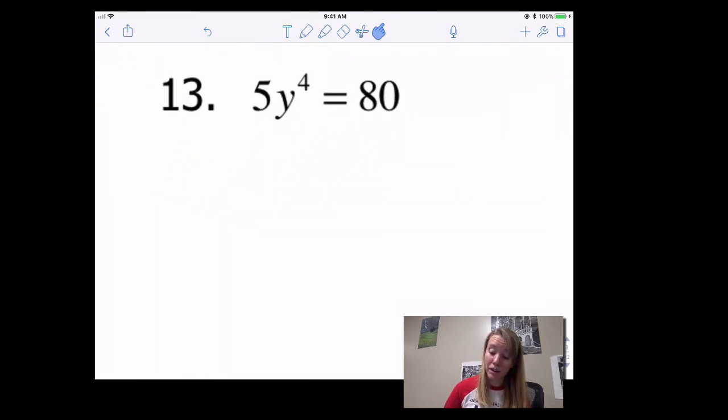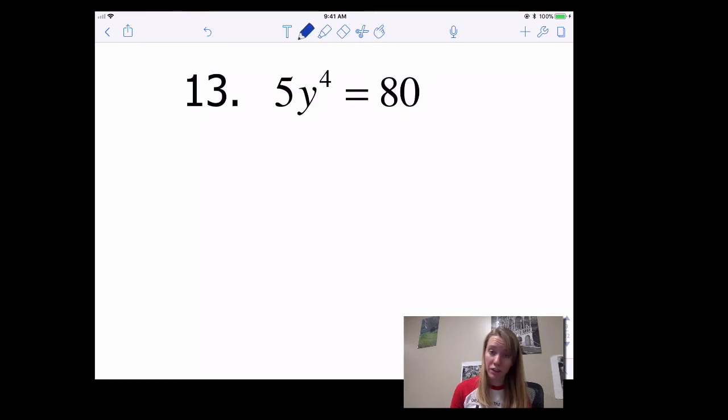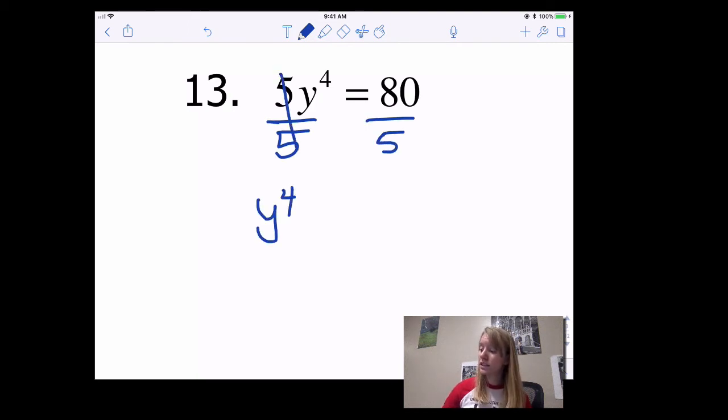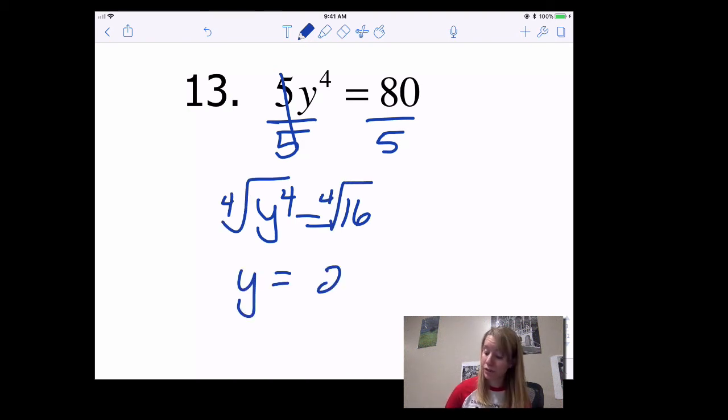Number 13 is a lot like number 11, so if you want to pause the video and try it, you can definitely do that. We divide by 5 on both sides. I get y to the 4th is equal to 16. Take a 4th root on both sides, and y is equal to 2. But since it's a 4th root, I need a plus or minus.